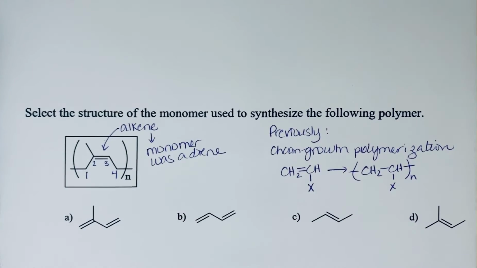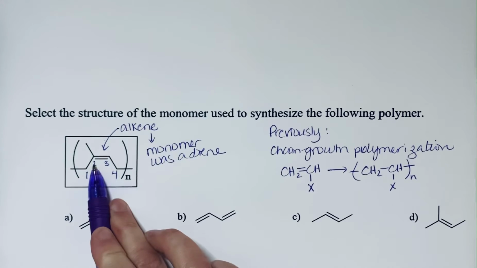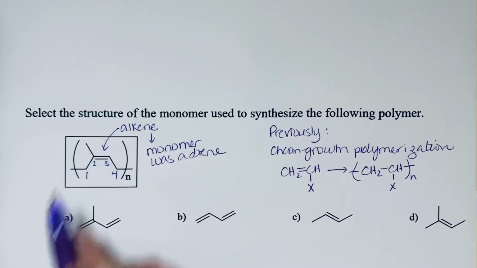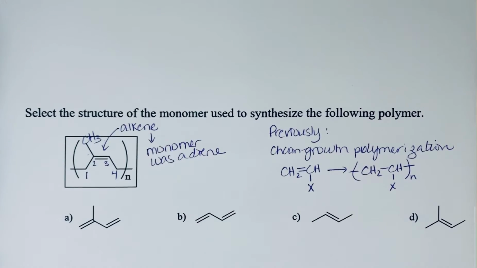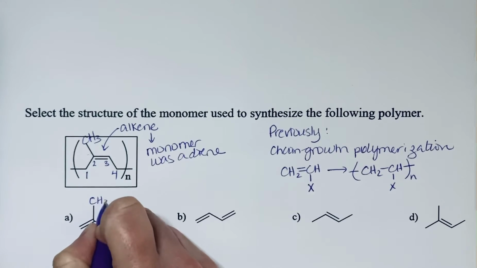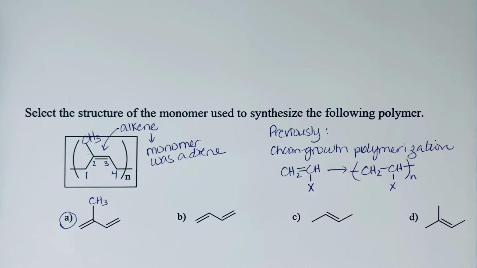So what we want to look for is a diene that has these 4 carbon atoms and also has as a substituent the methyl group on carbon 2. And so if we take a look at our 2 diene options, only A has that methyl group on carbon 2. So this is the structure of our monomer, and let's take a look at how this reaction might have occurred.